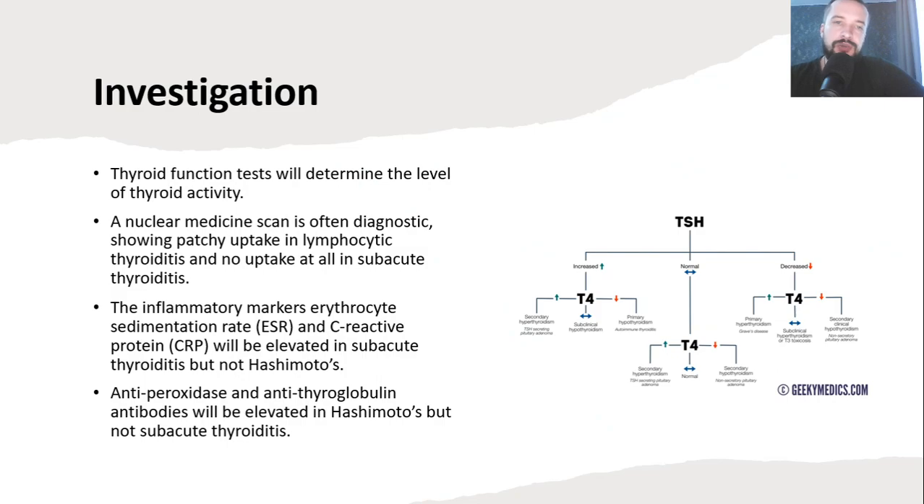Thyroid function test will determine the level of thyroid activity. A nuclear medicine scan is often diagnostic, showing patchy uptake in lymphatic thyroiditis and no uptake at all in subacute thyroiditis. The inflammatory markers erythrocyte sedimentation rate and C-reactive protein will be elevated in subacute thyroiditis but not Hashimoto's. Antiperoxidase and anti-thyroglobulin antibodies will be elevated in Hashimoto's but not subacute thyroiditis.